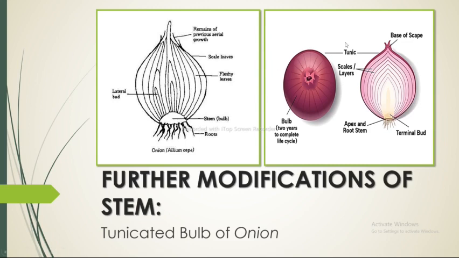In the second figure, you can see this is tunic. These are scale layers. This is the terminal bud and these are apex and root system. And this is base of the scape. So this is a bulb that takes 2 years to complete the life cycle as shown in the figure.